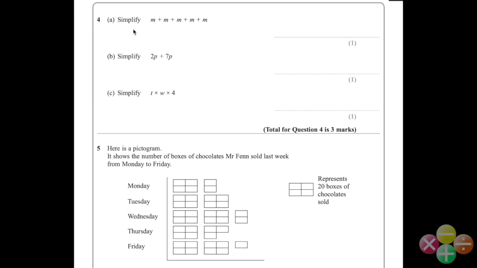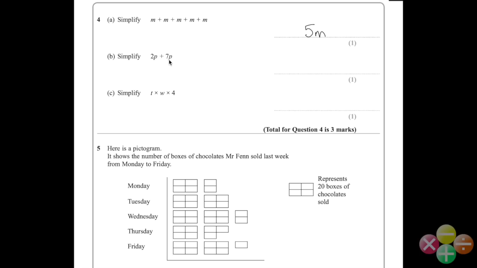Question 4. Simplify m plus m plus m plus m plus m. Now if we imagine these are Maltesers, we've got 1, 2, 3, 4, 5 Maltesers. So another way of writing that would be 5m.